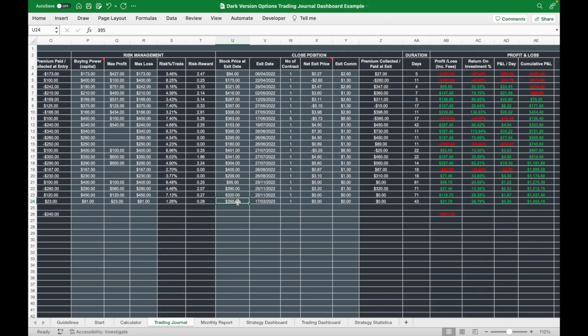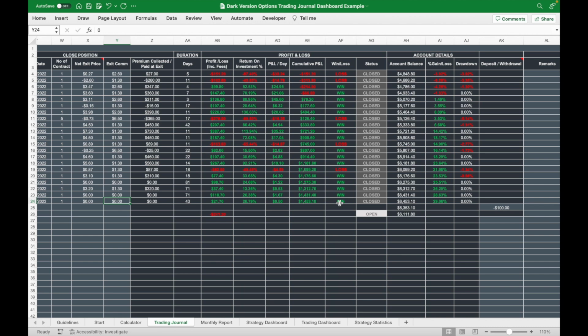Once you close the position, input the stop price at the exit date, the number of contracts you close, and the net exit price. Again, use a minus sign to indicate a debit when paying to close the trade. Additionally, input the commission paid to close the position.